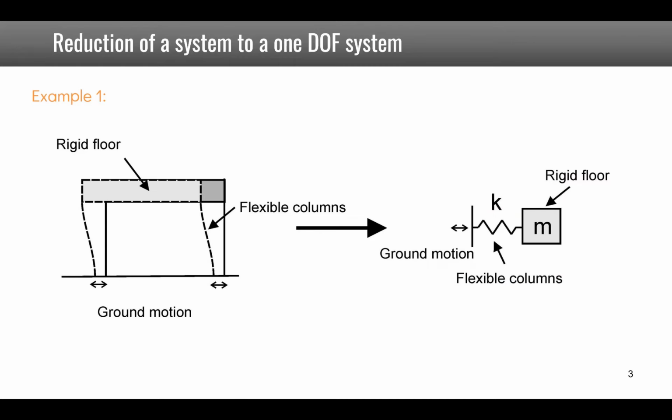The first example of a structure that can be modeled with a 1 degree of freedom system is represented here on the left. Consider that you have the first level of a building made of a rigid floor and flexible columns. These flexible columns can be represented by a spring, and the rigid floor is represented by a mass. The whole system is excited by its base, the ground motion due, for example, to an earthquake.